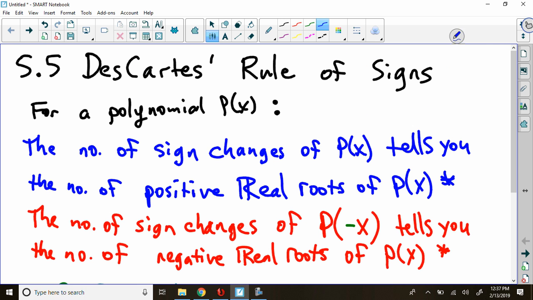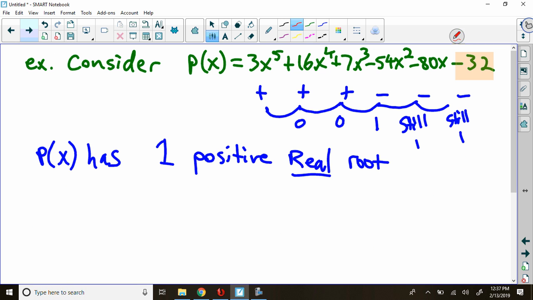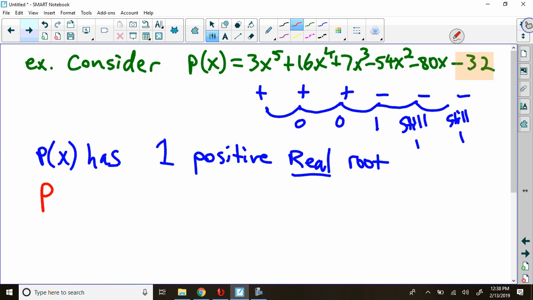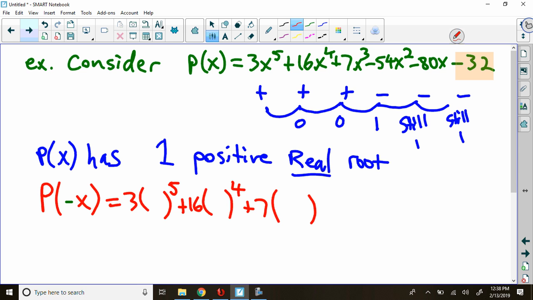The next part of this talks about P of negative X, right? P of negative X is where people screw this up. What color did I use for that? Red? Red. P of negative X equals. What I got to do is I got to take the original function P, which has a 3 in it and something to the fifth, and then plus 16 and something to the fourth, and plus 7 and something cubed, and minus 54 and something squared, and minus 80 times something, and minus 32.